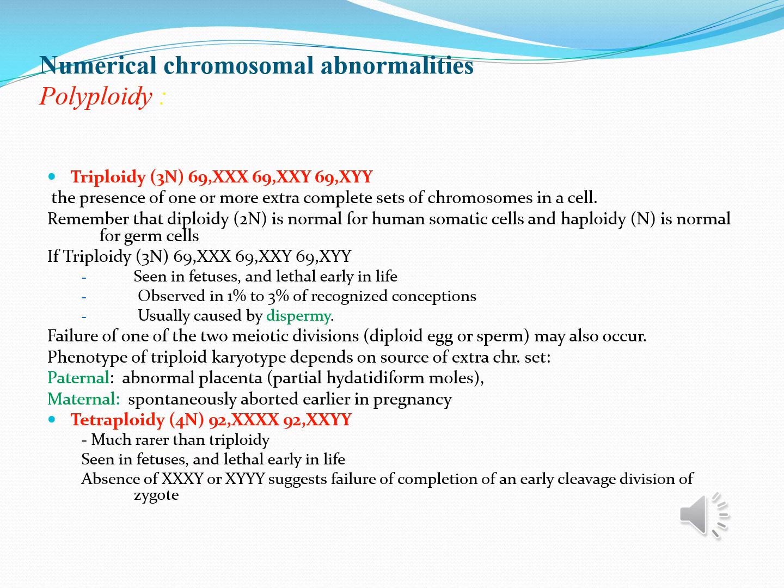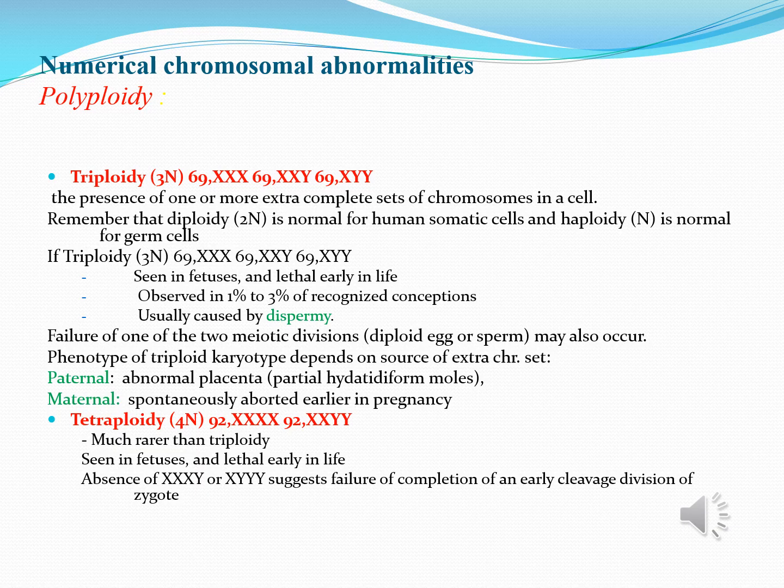Tetraploidy, which is 4N, such as 92,XXXX or 92,XXYY, is much rarer than triploidy. It typically results from failure of an early cleavage division. Both polyploidies are incompatible with live birth.